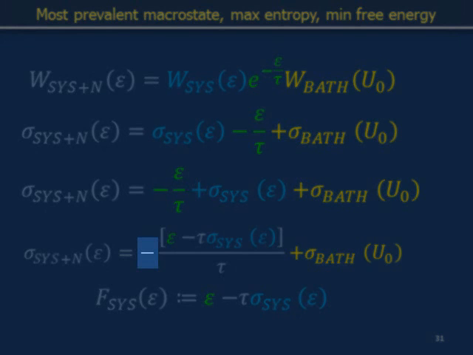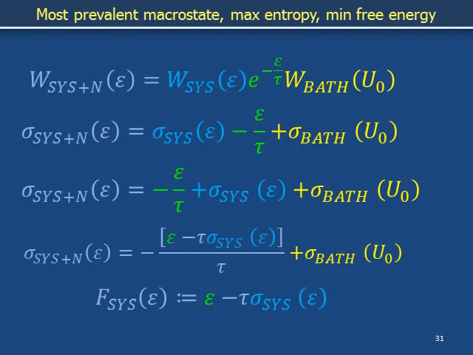As a consequence of the negative sign that distinguishes the free energy from the entropy, maximizing entropy corresponds to minimizing free energy. The system energy squiggly e most typically observed is the one that minimizes the free energy of the system.